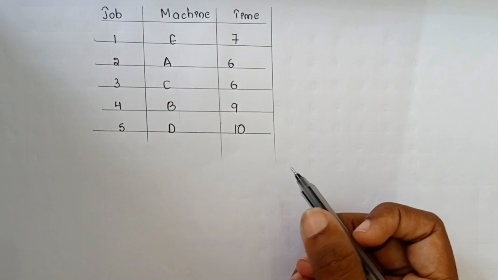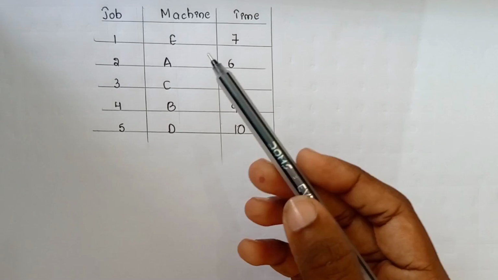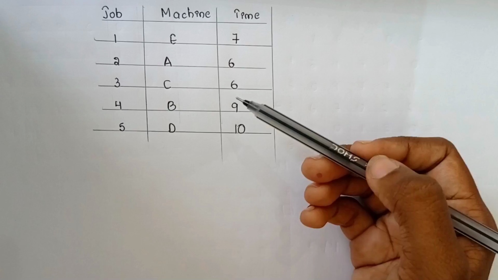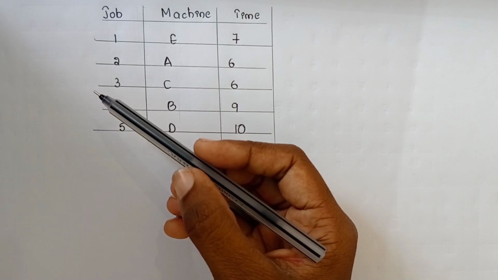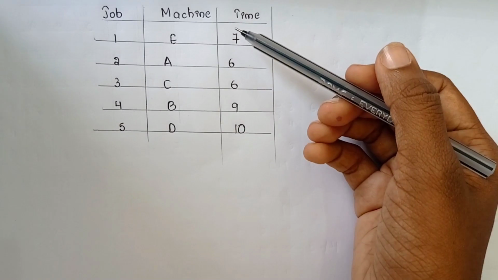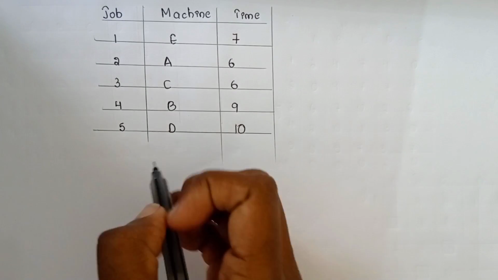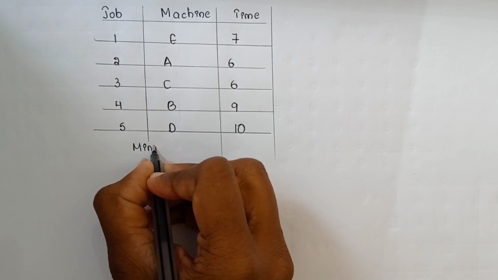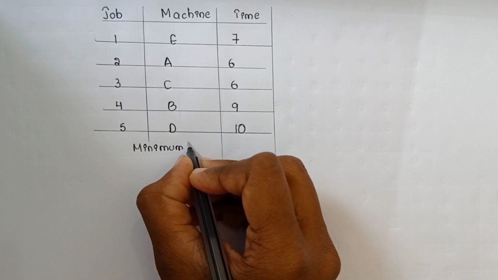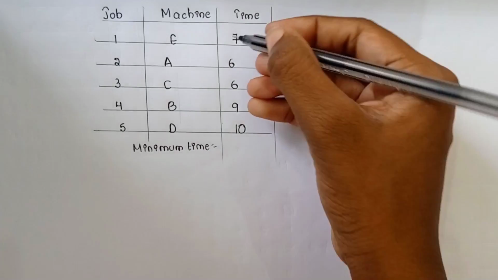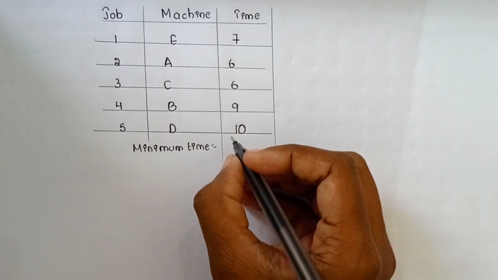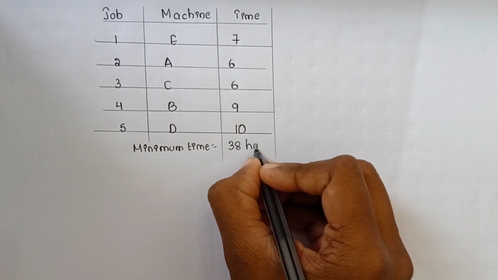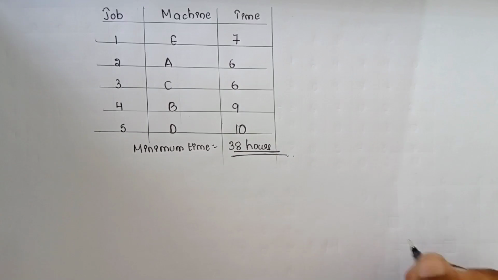Now in order to identify the total hours taken by the machines to complete all the jobs, you have to identify the total minimum time taken by the machines to complete all the jobs. For that, simply add all the times. So minimum time is equal to 7 plus 6 plus 6 plus 9 plus 10, which is equal to 38 hours. You have to mention it as hours. So this is all about the assignment problem.